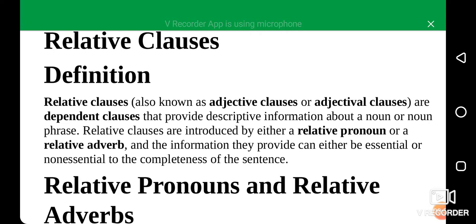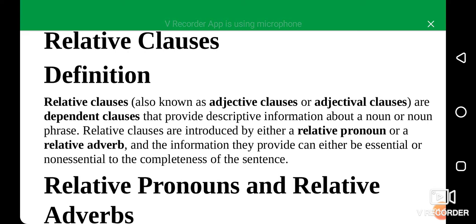And it always starts with a relative pronoun. Relative pronoun, we know that it comes after a noun and refers to the noun which comes before it. Relative words like what, when, where, which, these relative words which start with WH, are also sometimes functioning as relative adverbs. Well, relative adverbs are used in a sentence to show a time or a place. So when these WH words are used in a sentence for functioning as relative adverbs, they show time or place, and the information they provide can either be essential or non-essential to the completeness of the sentence.